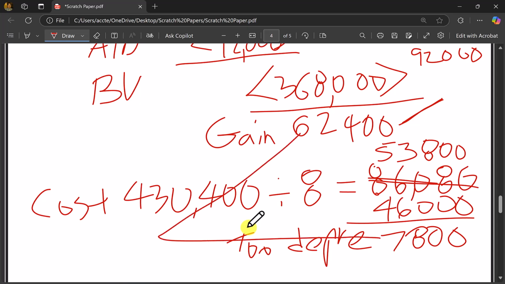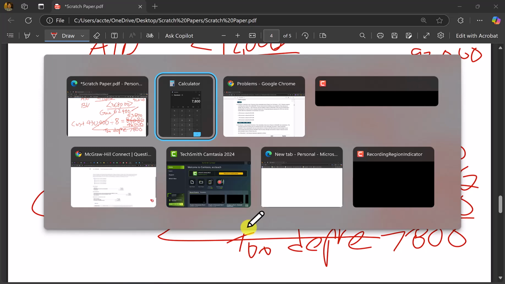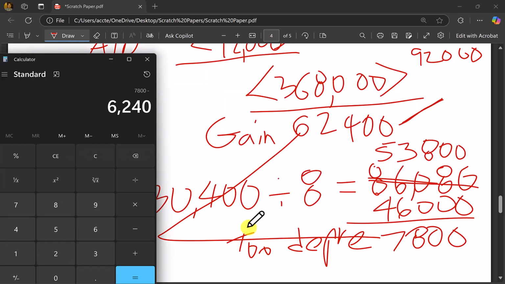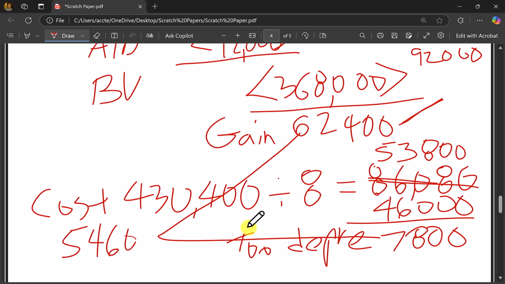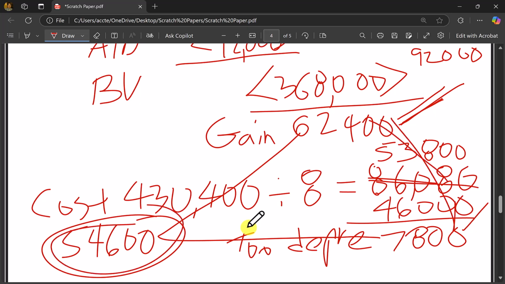So what am I doing here? Reducing the profit by 62,400 and increasing the profit by 7,800. That's 54,600. So here is our answer, 54,600. Am I going to increase my profit by 54,600 or decrease it? Remember, we're trying to get rid of this gain. We got to reduce it by 62,400. We took too much depreciation, so we got to increase. So the overall net here is to reduce the consolidated net income by 54,600.